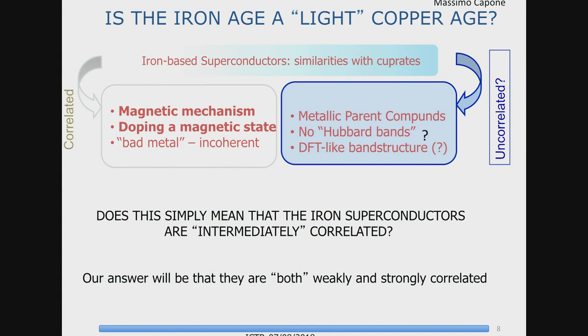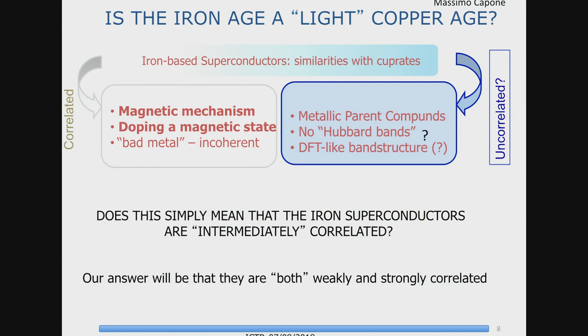Looking at things very broadly, one has good reasons to think that the iron-based superconductors are somehow similar to the cuprates, so they are correlated. For example, most people believe that the mechanism of superconductivity is magnetic. Superconductivity appears doping this magnetic state, and the metal is not a really good metal. It shows incoherence in several properties. But on the other hand, there are aspects which point in a different direction. First and foremost, the parent compounds are not Mott insulators. They are metals. This is a big difference. And there are some more subtle things.